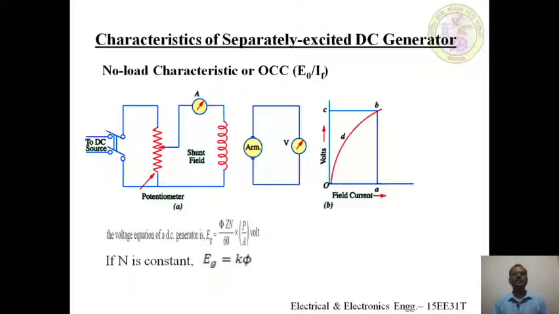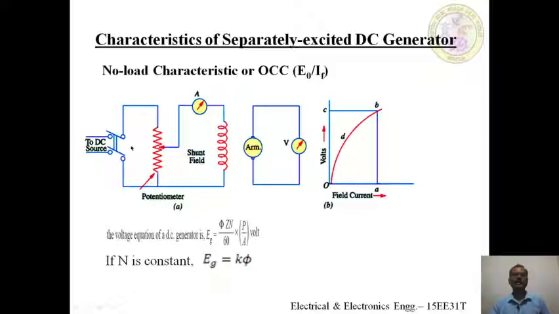Now let us see the characteristics of separately excited DC generator. In that, the first one, no load characteristic. As already mentioned, it is the characteristic curve drawn between no load induced EMF versus field current IF at constant speed. Here in the figure, A represents the circuit diagram and B is the characteristic curve.